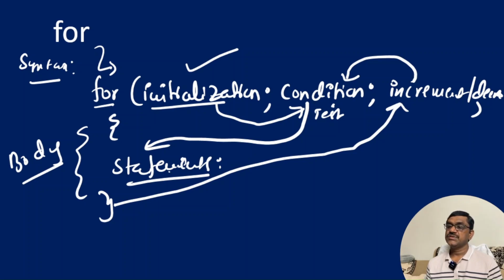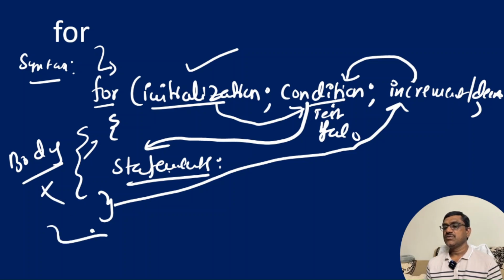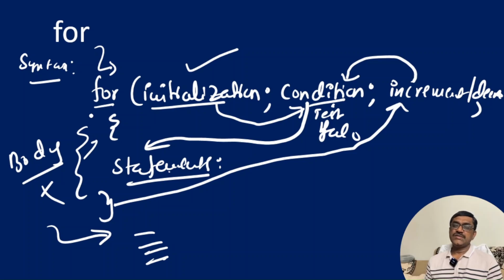Again, the condition is tested. The statements within the for are executed as long as the condition is true. When the condition becomes false, this block is not executed and the control is passed to the statements outside the for loop. This is the syntax. We will see more example C programs using while, do while, for. While writing the programs, I will explain each and every statement in detail.